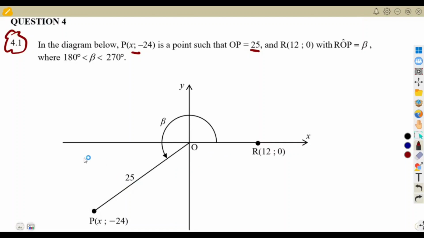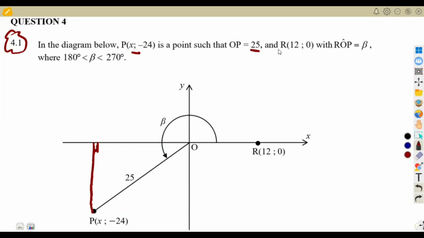So what you are actually having is that if you join from this point, you draw a vertical, straight line, straight to this point, you are going to see that you formulate a right-angled triangle. So this line that we are given, the length of this line, is representing the hypotenuse. This 25 is representing the hypotenuse. So we have the length of the hypotenuse there.